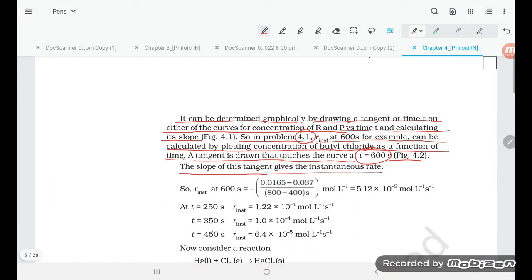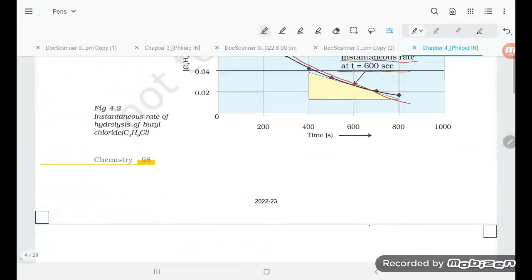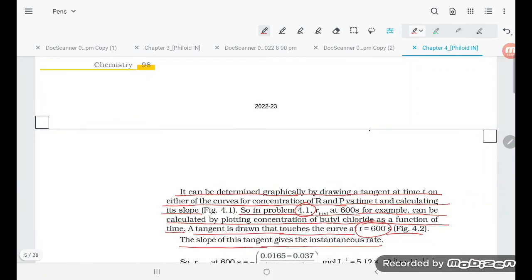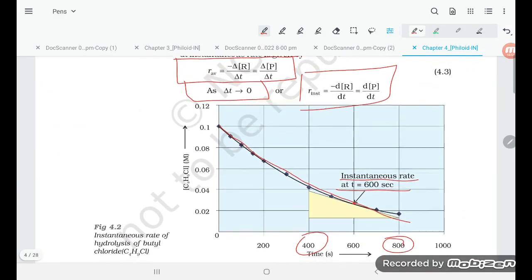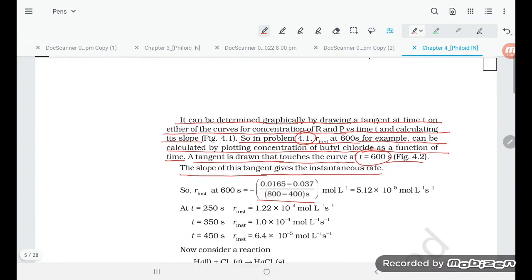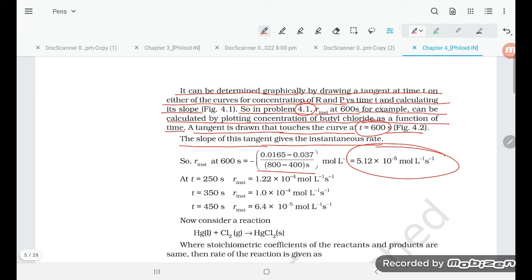Now the slope of the tangent gives the instantaneous rate, so r instantaneous at 600 is equal to 0.0165 minus 0.037 upon 800 minus 400. It is 800 and it is 400, and the concentrations are also mentioned here. So what answer are you getting? 5.12 into 10 power minus 5. At t 250 this is, at t 350 this is, at t this one.